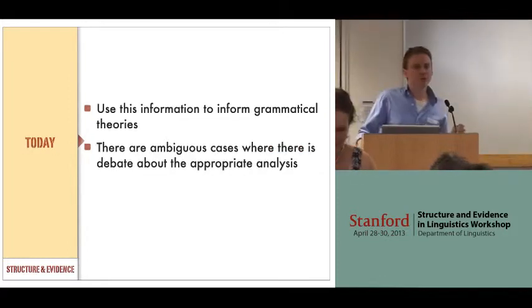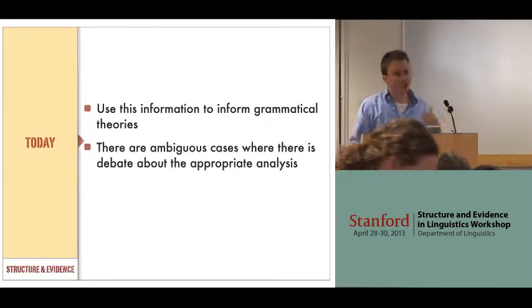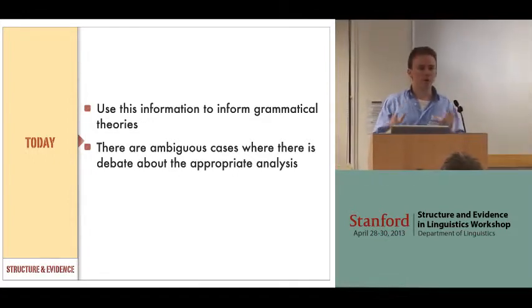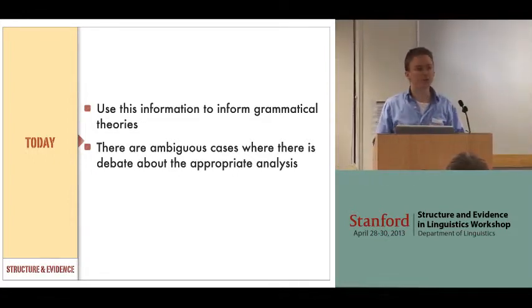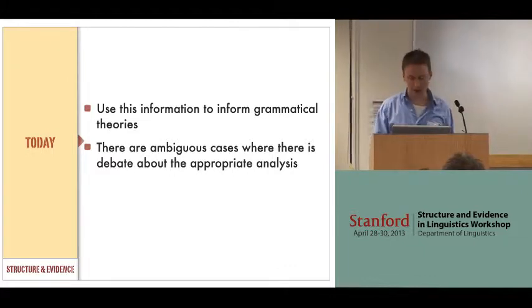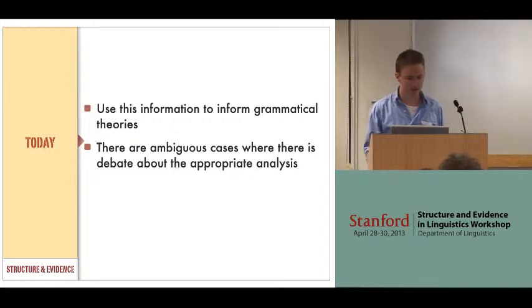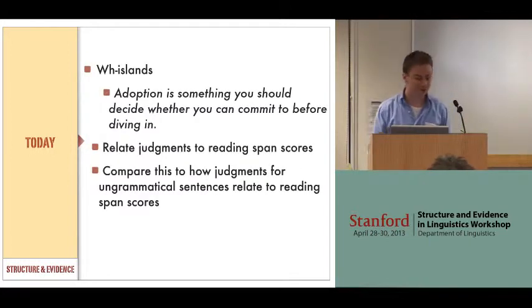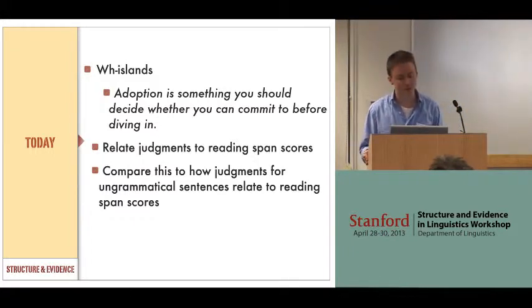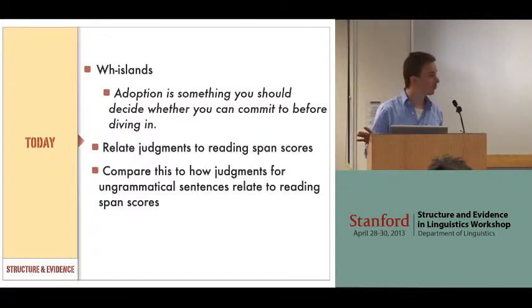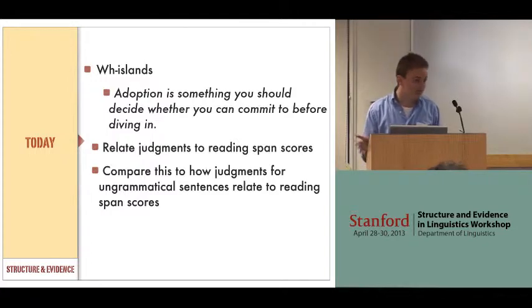Yeah, so as both Laura and Ted said, the logic here is basically the same: we want to look at what happens in unambiguous cases and compare it to cases where we're not really sure what the best or the right analysis is. So we're going to focus exclusively on the case of WH islands. This is actually a case that you should find fairly acceptable as a WH island: "Adoption is something you should decide whether you can commit to before diving in." This is an attested example, and I have lots of other ones like these.